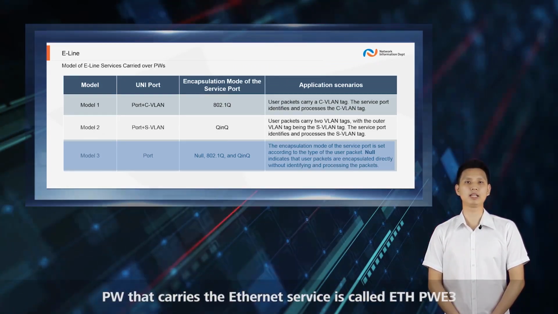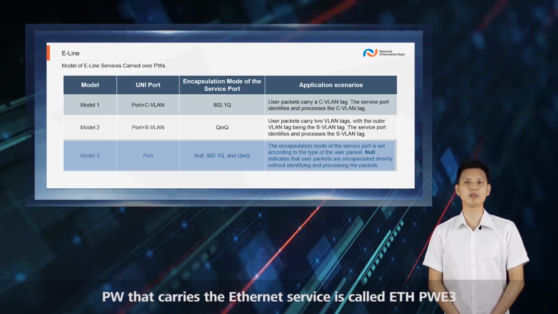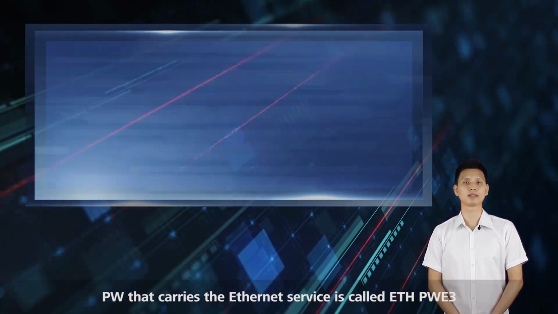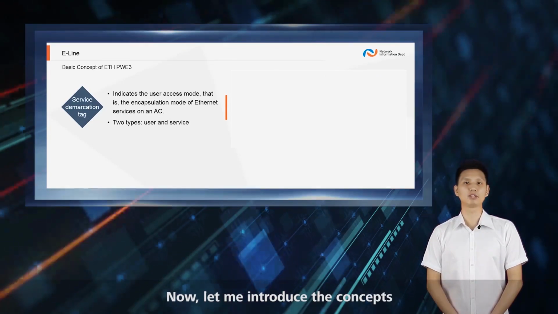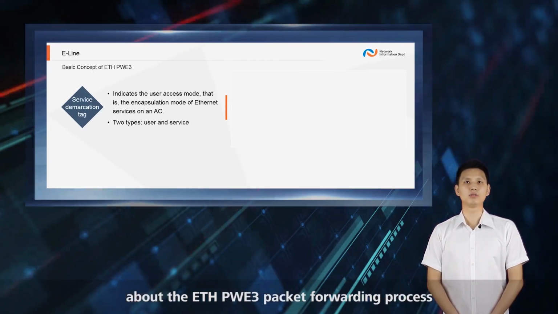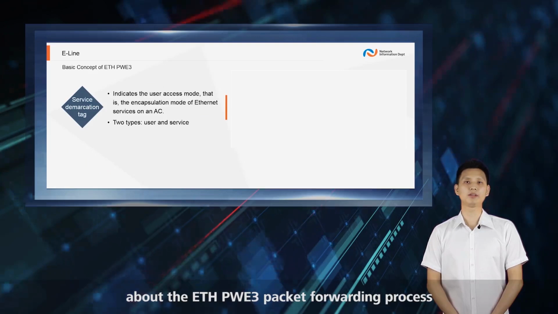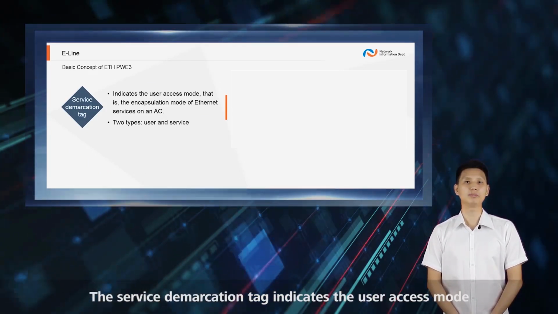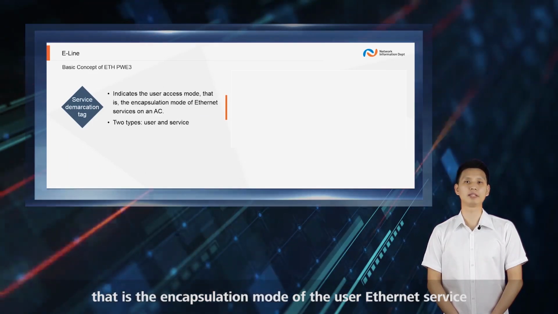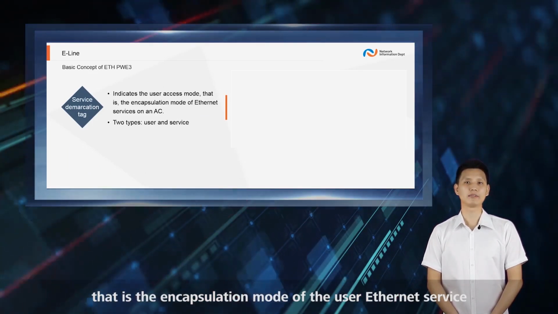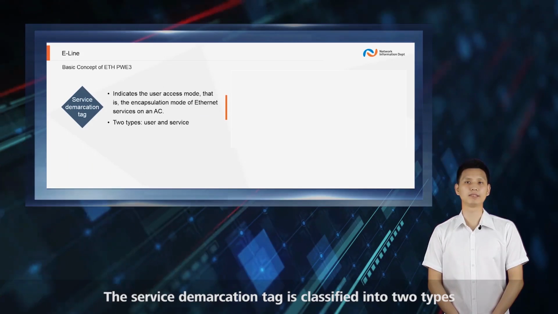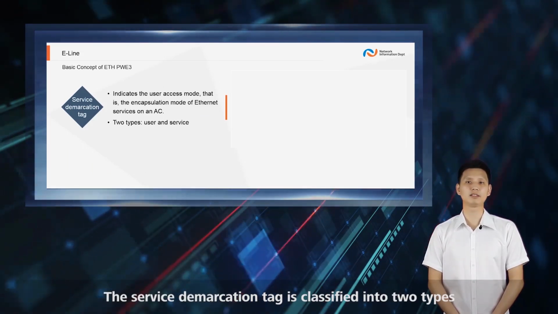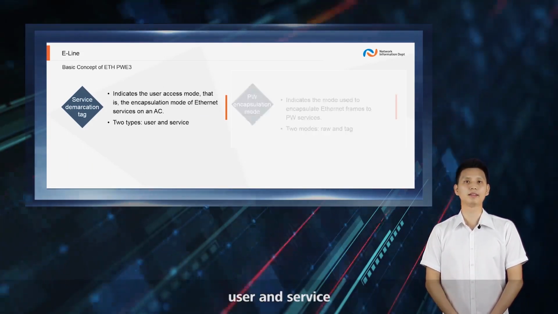PW that carries the Ethernet service is called Ethernet PWE3. Now, let me introduce the concepts about the Ethernet PWE3 packet forwarding process. The service demarcation tag indicates the user access mode, that is, the encapsulation mode of the user Ethernet service. The service demarcation tag is classified into two types, user and service.